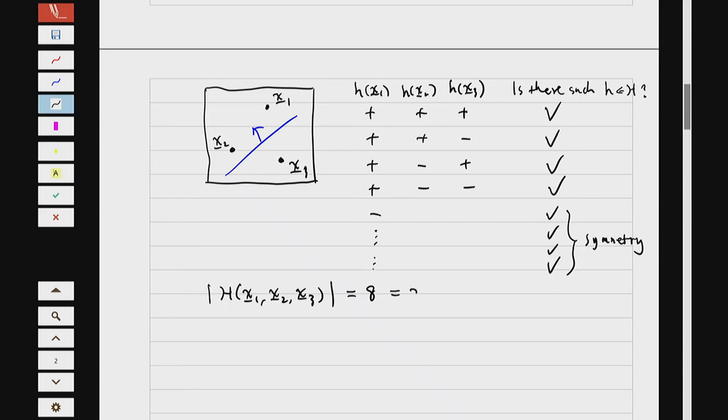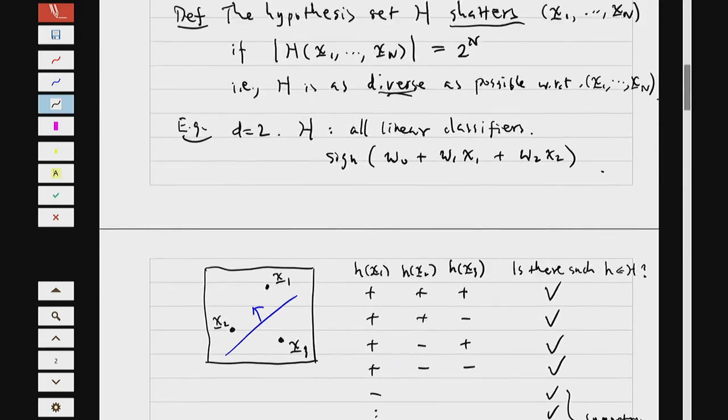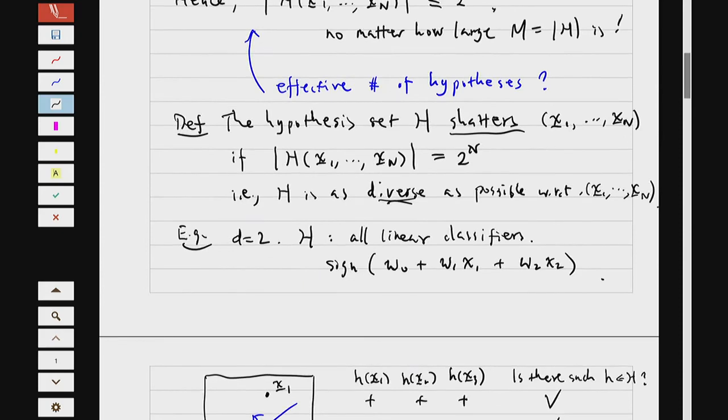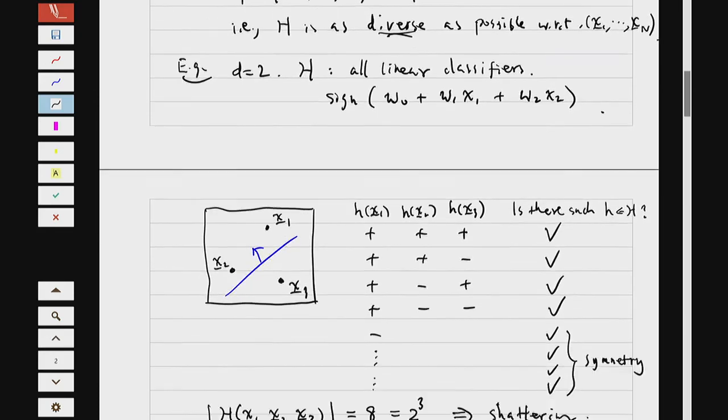And of course, it's 2 to the third power, where n is 3. So this is called shattering. In this case, the linear classifiers can shatter these 3 data points. So far so good. Any concerns? Shattering is simply that the total number of distinct vectors that you can generate is as high as possible. And 2 to the nth power is the highest possible. So now I can generate all 8 of them.